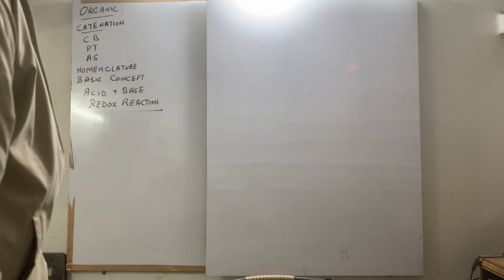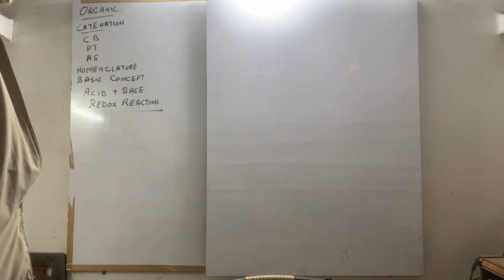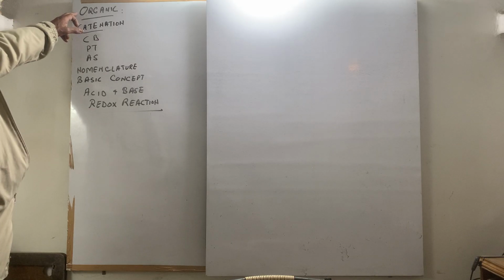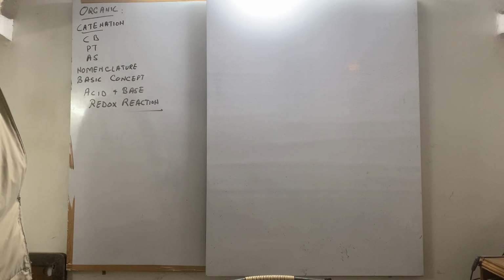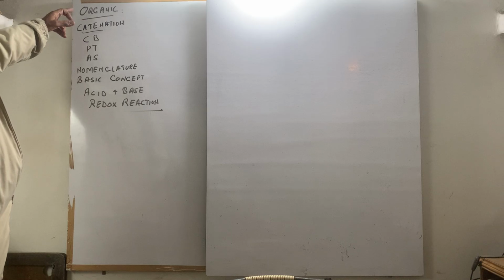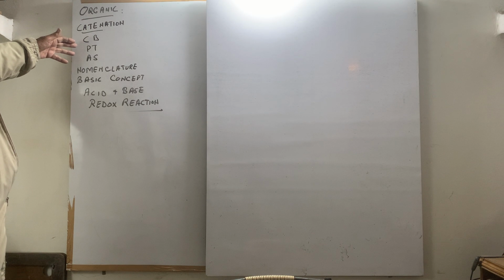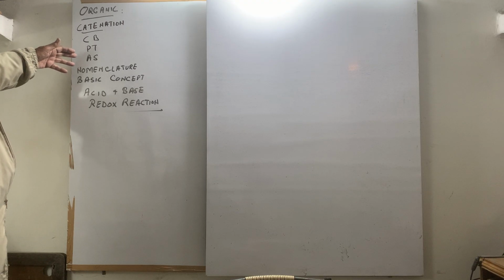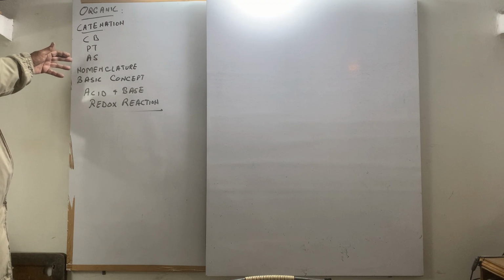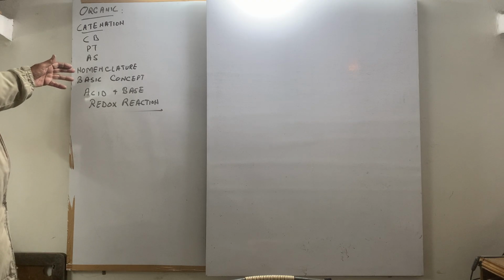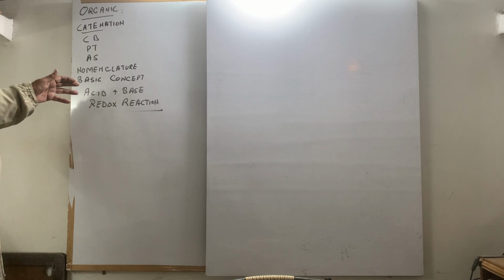Hello students, today we are going to take up a very important topic from chemistry, that is organic chemistry. In order to understand organic, one has to know catenation, chemical bonding, the periodic table, atomic structure, nomenclature of organic compounds, basic concepts of organic, acids and bases, and redox reactions. So let us take up each one in steps.